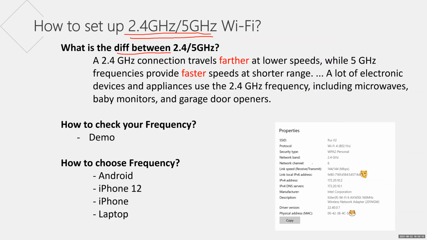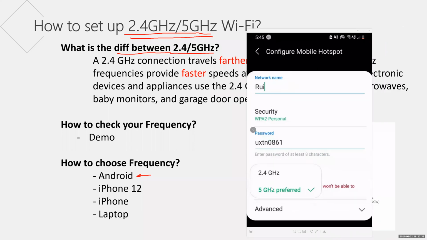And you may ask how to create a 5 gigahertz and 2.4 gigahertz hotspot. So let's go to the first one, Android phone. With an Android phone, it's very easy to create a 5 gigahertz hotspot, just like this. You can get into your configuration. If your mobile phone supports 5 gigahertz hotspots, then you can choose it and create it. Okay, for Android phone, it's pretty easy.